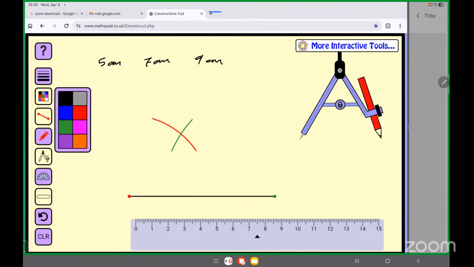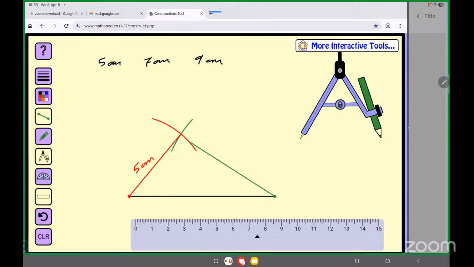So let's complete the thing. From this end, it is 5 centimeters to the intersection. And at the other end, it is 7 centimeters from here. And the original line was 9 centimeters. That's it. What they'll do sometimes after this is ask you to measure some angles.